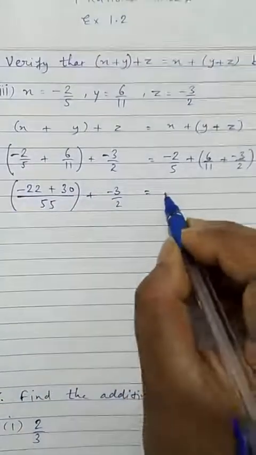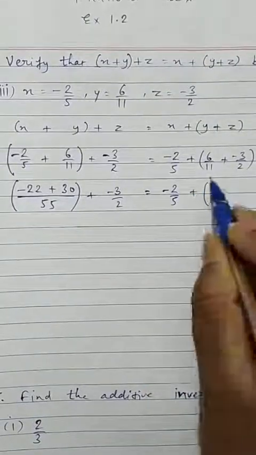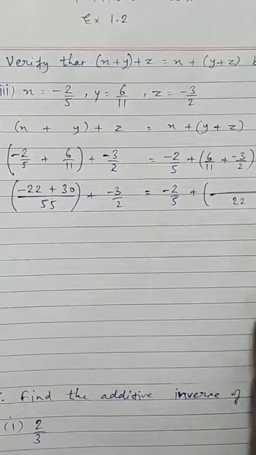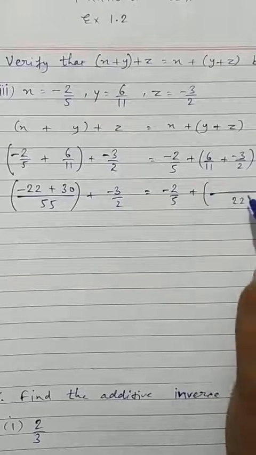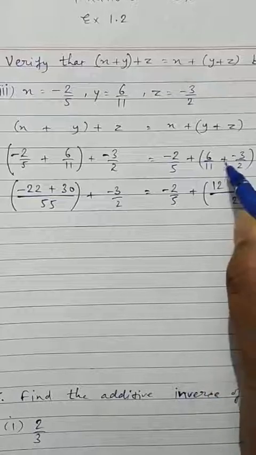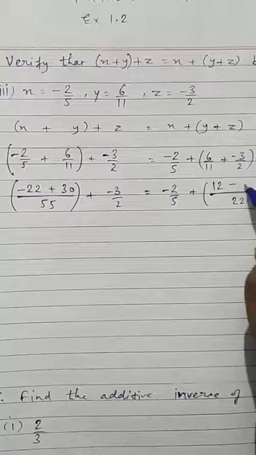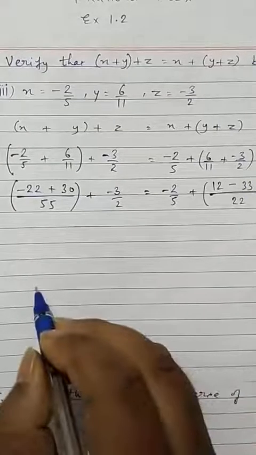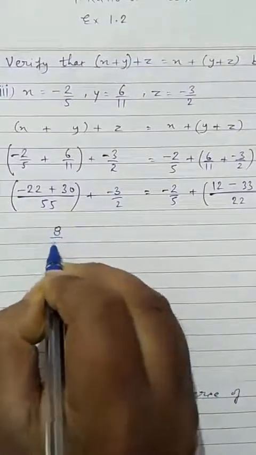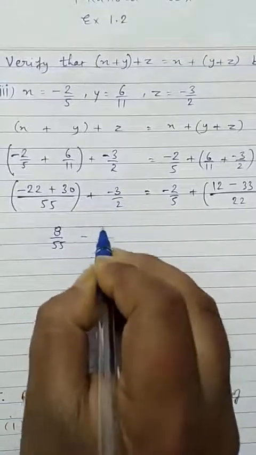On the other side, we will just copy minus 2 upon 5 and the LCM of 11 and 2 gives you 22. 22 divided by 11 is 2, 2 6s are 12. Plus into minus is minus. 22 divided by 2 is 11, 11 3s are 33. Now 30 minus 22 gives you 8. So 8 upon 55.